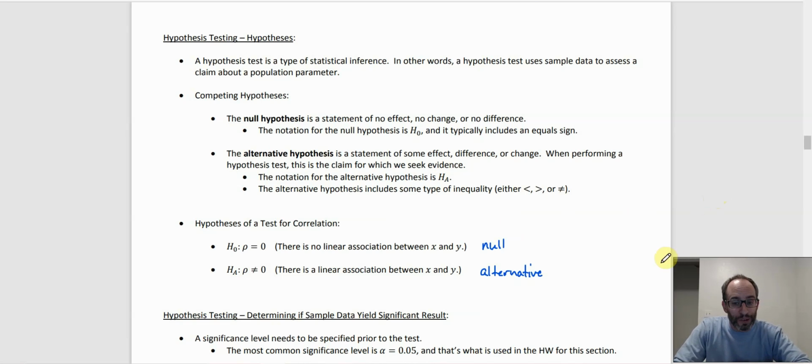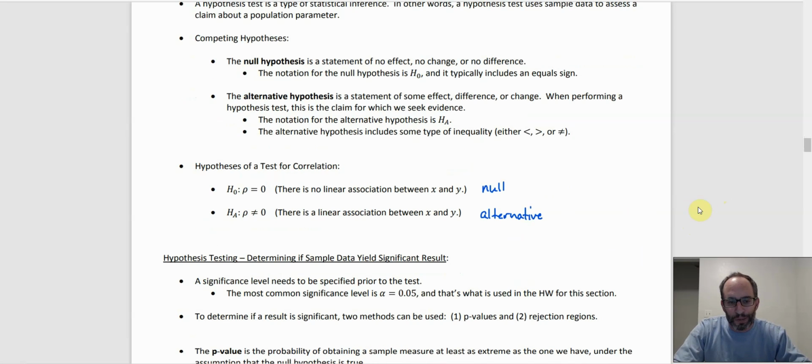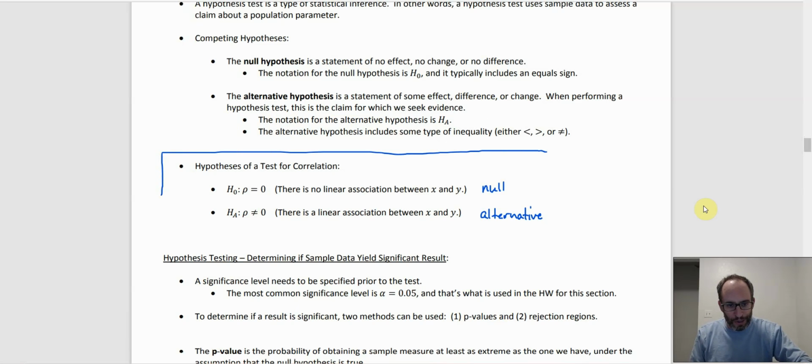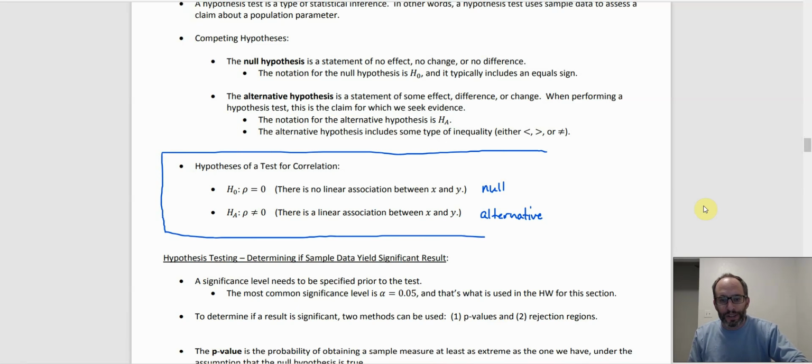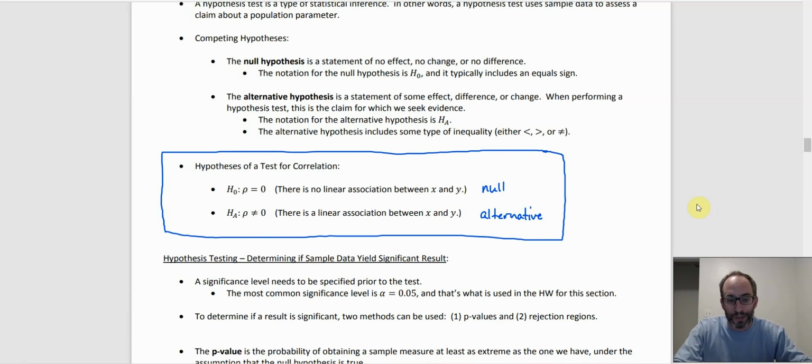So that would be the first step, and that's why it's thrown in here in the homework. It's, is there any kind of linear association? That's the thing that we're going to be looking for when we do this. So specifically, this is the thing that we are going to have, even though it doesn't explicitly show up in those homework problems. It's the thing that you're actually doing.